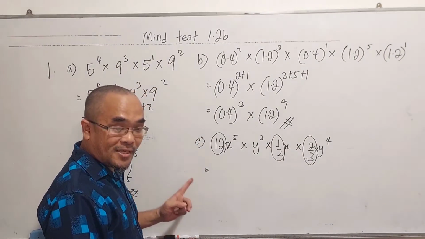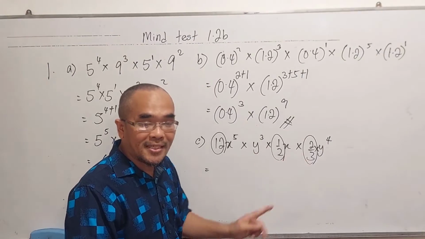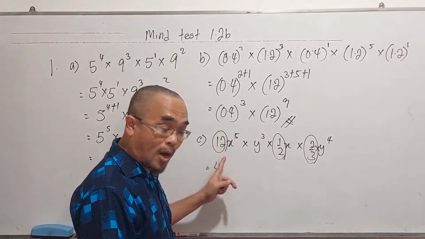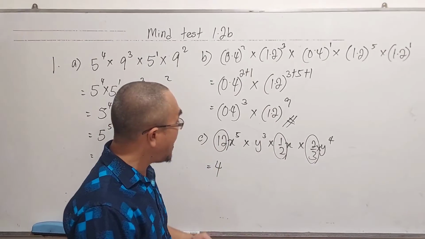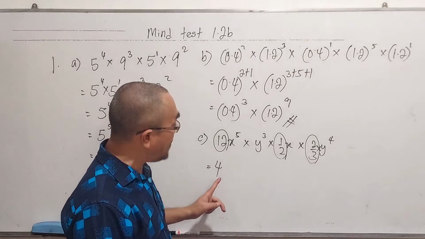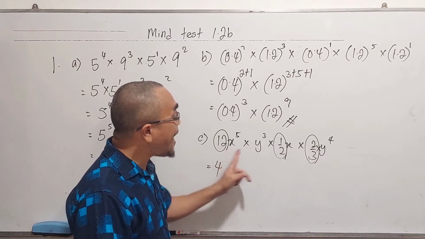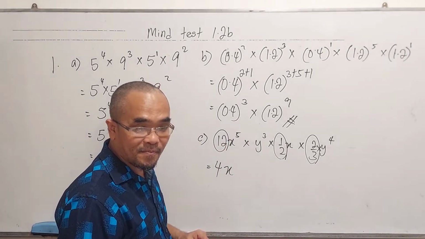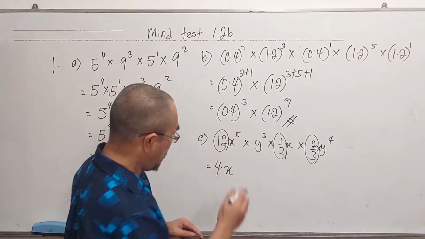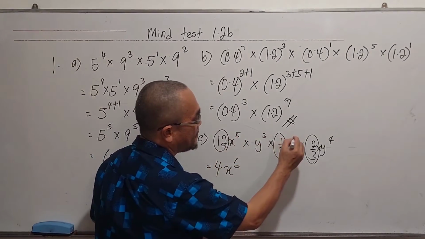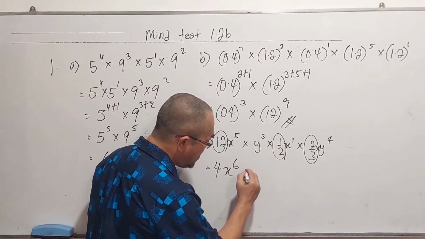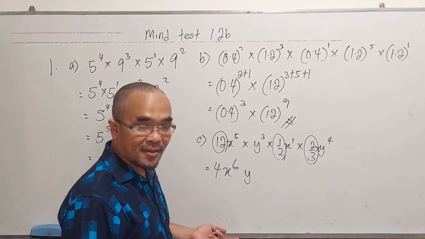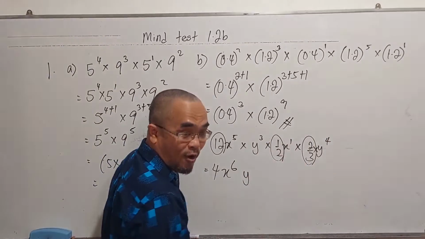Okay. So first, you calculate all the numbers. What is the simplification? 4. So you get 4. If you want to write down 12 times 1 over 2 times 2 over 3, that is okay. Now, after you got the numbers, you combine all the x. To the power of what? 6, because 5 plus 1. And then you write down base of y to the power of 7. Why? Because 3 plus 4.